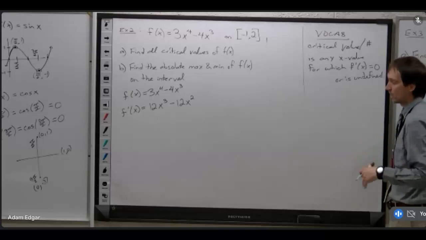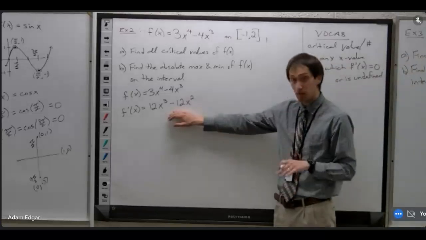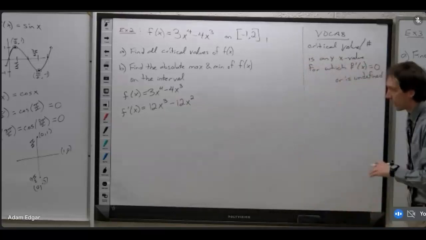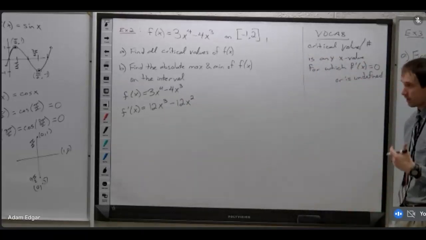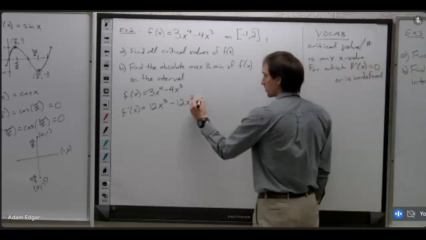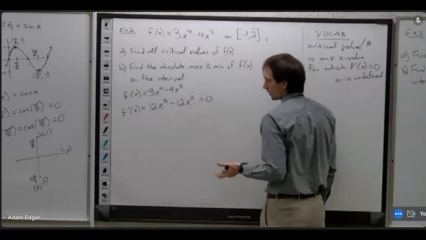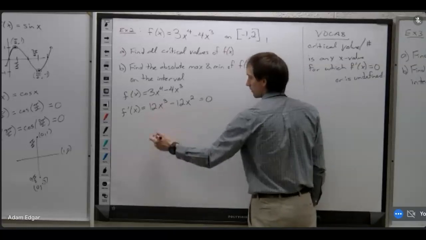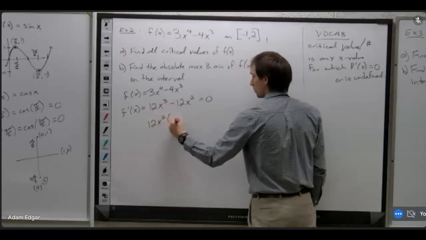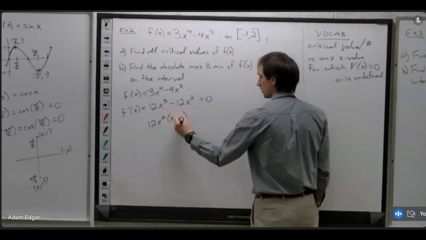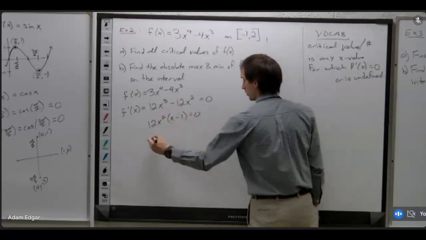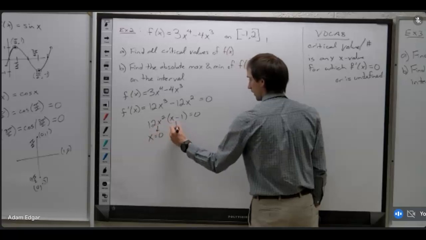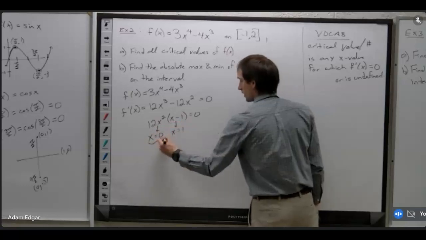Now, in this scenario, can it ever be undefined? No. There's no fractions, nothing weird's going on. That derivative will never be undefined, but it could be 0. So let's set it equal to 0 and solve. How are we going to solve this? Factor out, what can we pull out here? 12x squared, who's left behind? x minus 1. So what are your critical numbers for x? x equals 0 and 1. So these are your critical numbers.